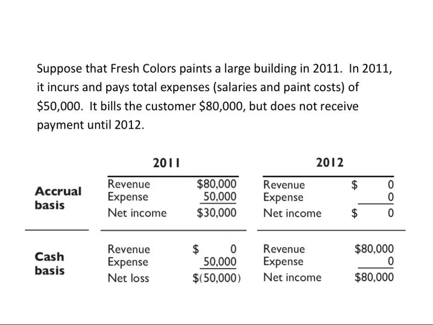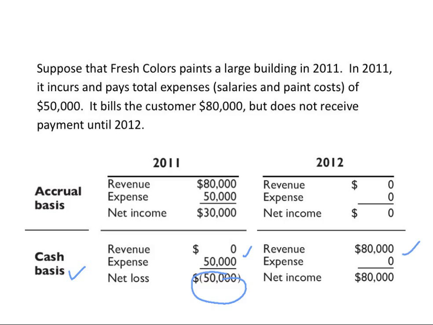To illustrate, suppose that Fresh Color paints a large building in 2011. In 2011, it incurs and pays total expenses of $50,000. It bills the customer $80,000, but does not receive the money until 2012. So you see, if we were to prepare the financial statements on a cash basis, we would say we didn't receive any revenue in 2011, but we paid out expenses, so we have a $50,000 loss. But then in 2012, we received money and we paid out no expenses. So you can see a large loss in 2011 and a huge profit in 2012.